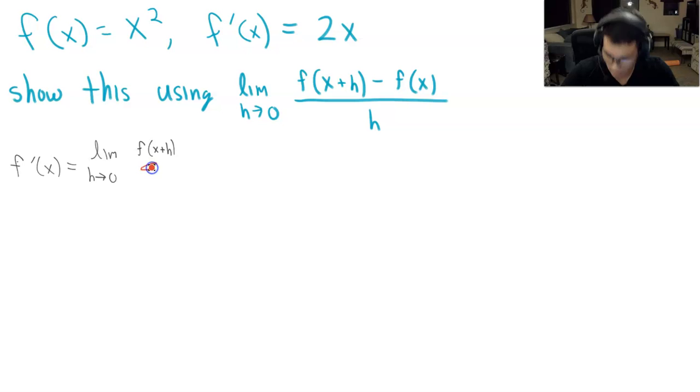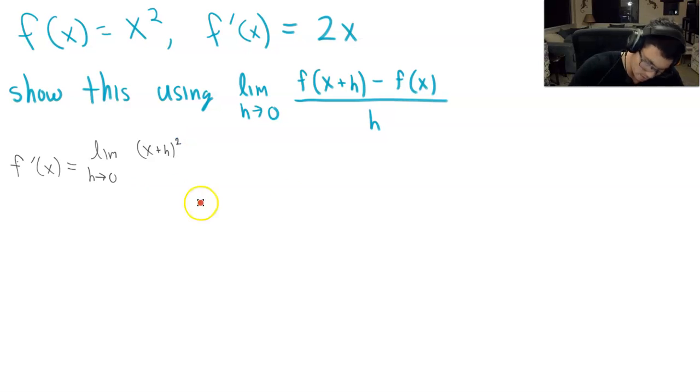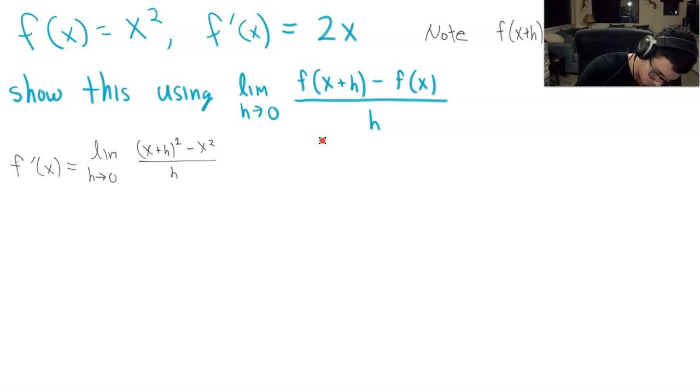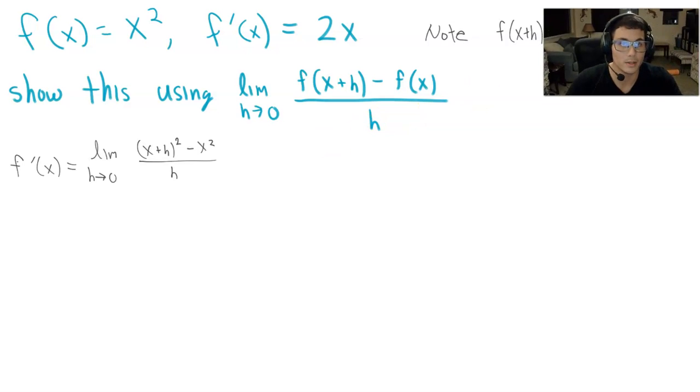Now f of x plus h. What is this really? That is the same thing as x plus h squared. And then minus f of x, that is exactly this. And then h is just h, right? Now again, let me write a note: f of x plus h is equal to x plus h squared. Great, you guys can see that.